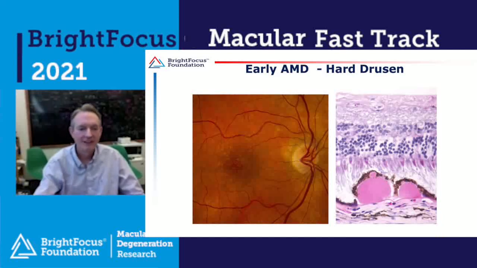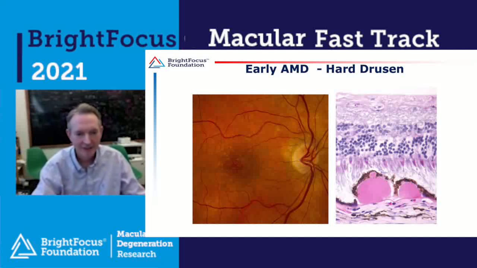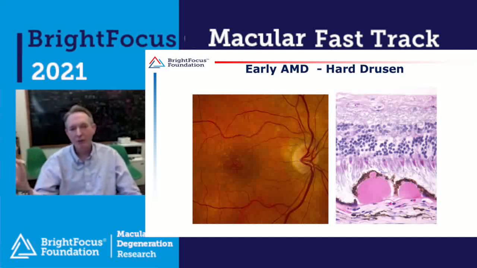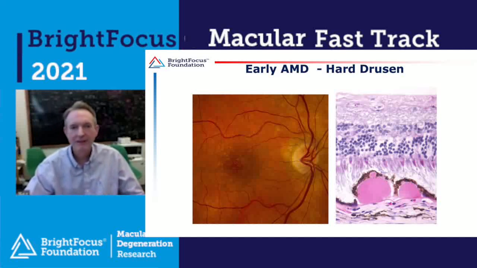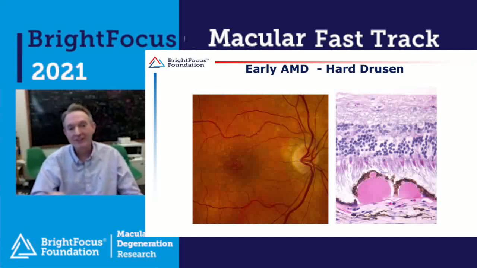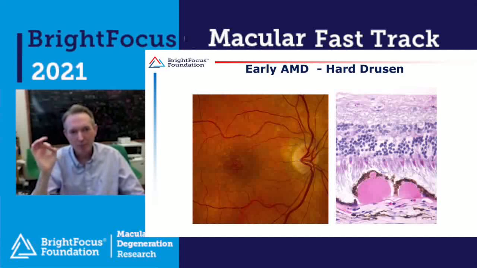Well, in early AMD, you can have what are called hard drusen, and you see these on the left here. They're relatively discrete, smallish yellow or white spots that form under the RPE. And you can see an example of these on the right. These are sometimes called hyaline structures because they have this very uniform H&E appearance. And they're characteristic of normal aging, although for folks that have a lot of them, it's often indicative of early macular degeneration. And again, these are small and they have sharp borders.